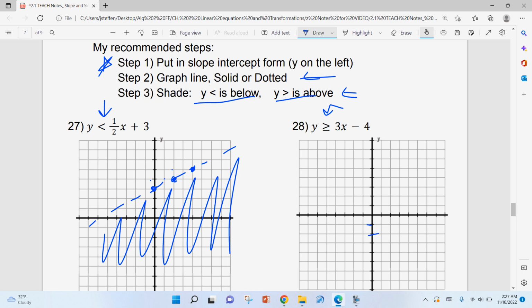This one, 1, 2, 3, 4. Y-intercept is negative 4. Then I go up 3 over 1, up 3 over 1. It is a solid line, just like I said. It's got the equal to with it. And this one is y is greater than, so we shade above.